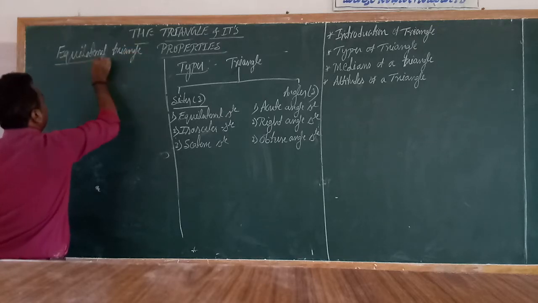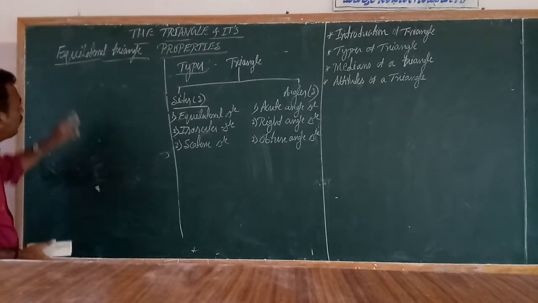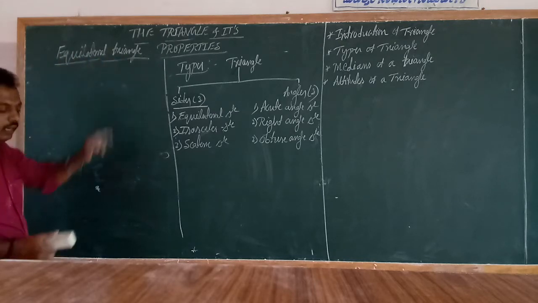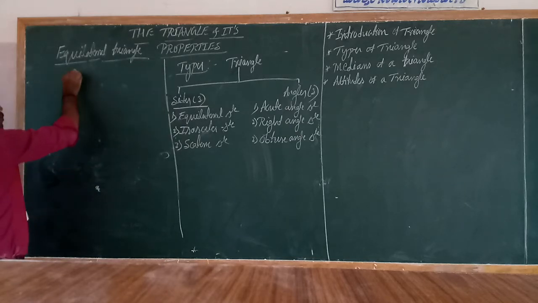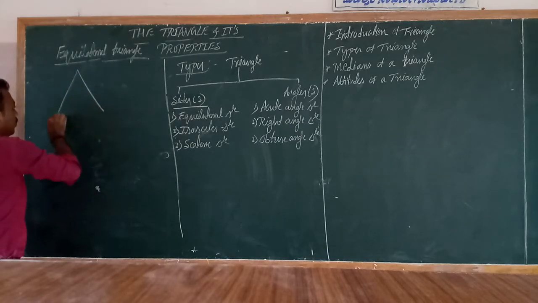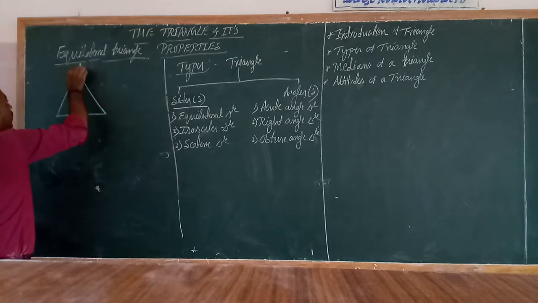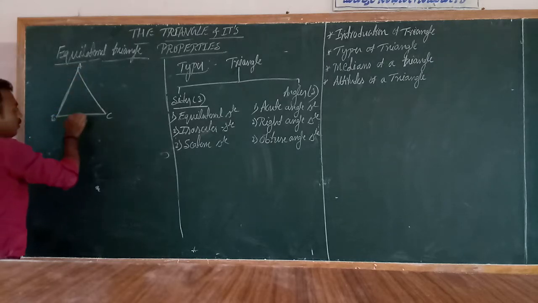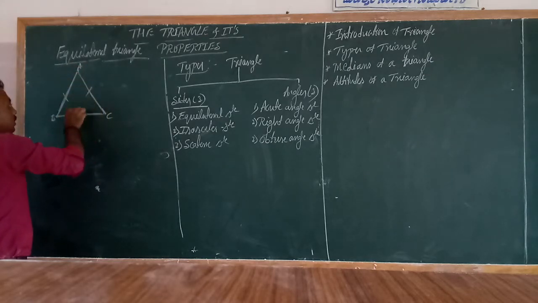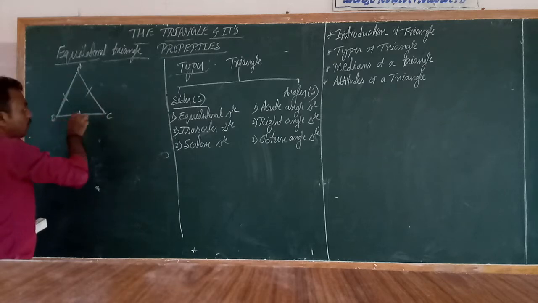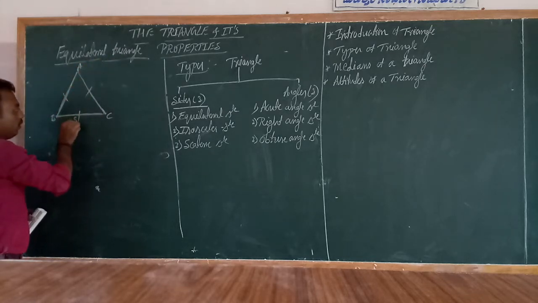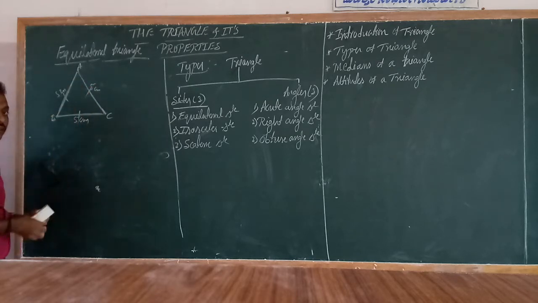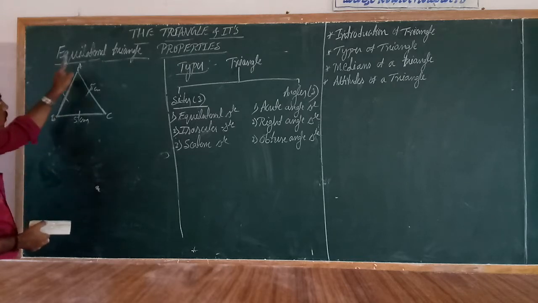We already know it. The word equilateral says equal, lateral means side. Triangles with equal sides are equilateral triangles. For example, this is a triangle ABC. In this triangle there are three sides, AB, BC and CA. All three sides are equal. When all three sides are equal, it is called an equilateral triangle. For example, if each side is equal to 5 cm, then all sides are equal to 5 cm. Therefore, it is an equilateral triangle.